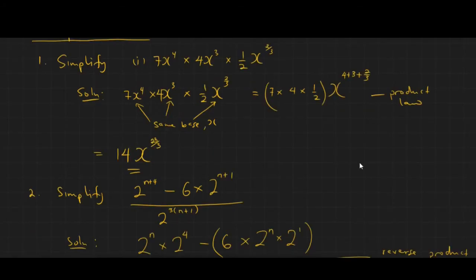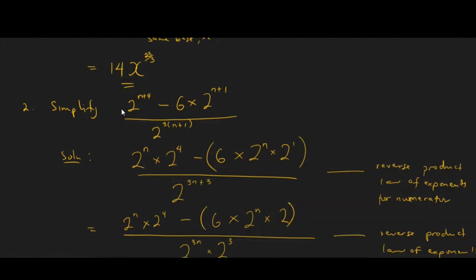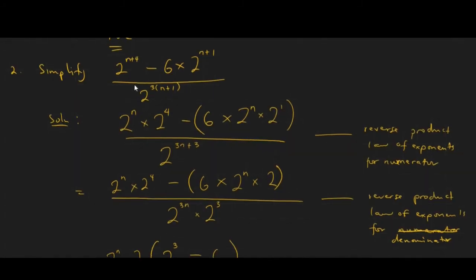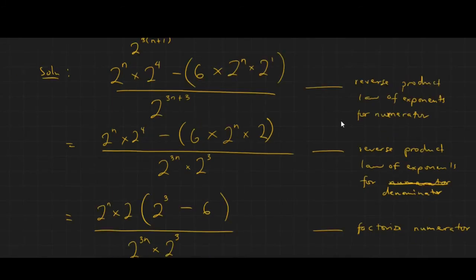In the second question, we have the base 2 raised to algebraic powers. Now, we will reverse the product law for exponents in the first step because 2 raised to the power n plus 4 is also 2 raised to the power n times 2 raised to the power 4. It's a reversal of the product law. So when we do that, this is what we get. And we'll do the same for the denominator.